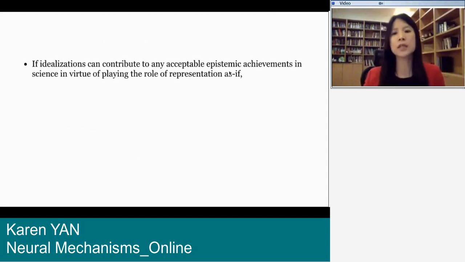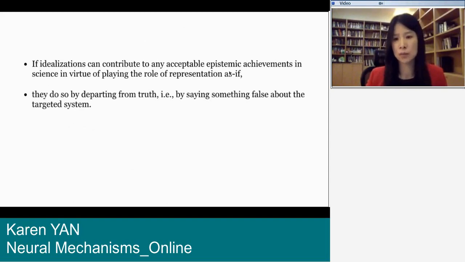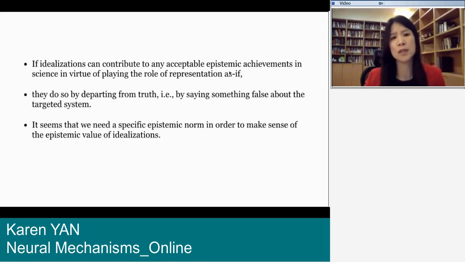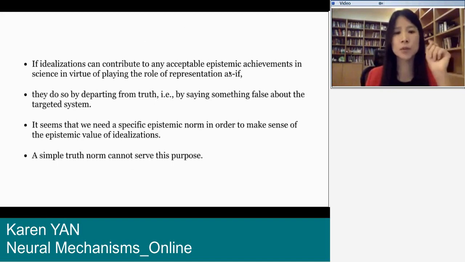So now the question is, if idealization can contribute to any acceptable epistemic achievement in science in virtue of playing this role of representation as is, they do so by departing from truth, by saying something false about the target system. So it seems that we need a specific kind of epistemic norm or standard in order to make sense of the epistemic value of idealization. A simple truth norm cannot serve this purpose.